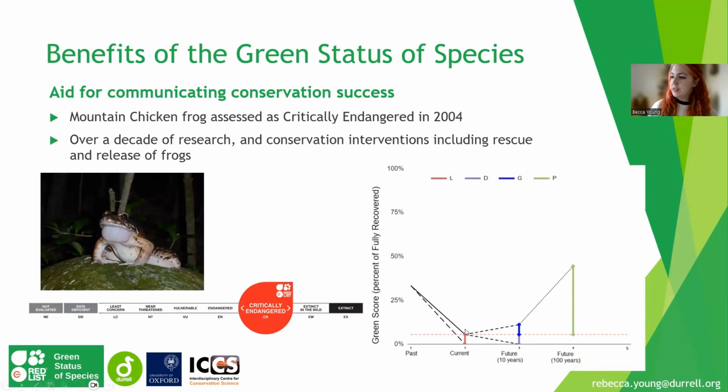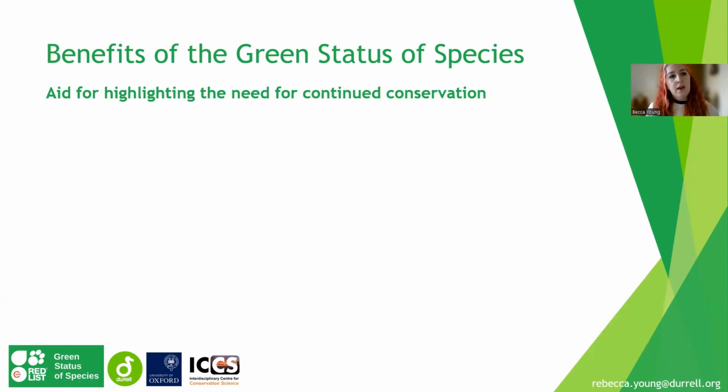So looking at this conservation legacy, you can see that actually, okay, the species hasn't improved from critically endangered, but without the work that we've done, the counterfactual was that this species would be extinct. So the most likely scenario is that this species would have been lost without conservation. And I think that's a really great way for highlighting the impact that we've had, even if we've not been able to change that Red List category. It's also really important for highlighting the need for continued conservation.